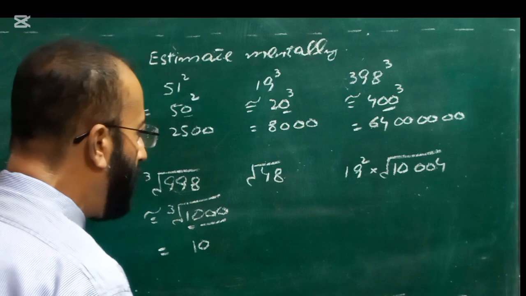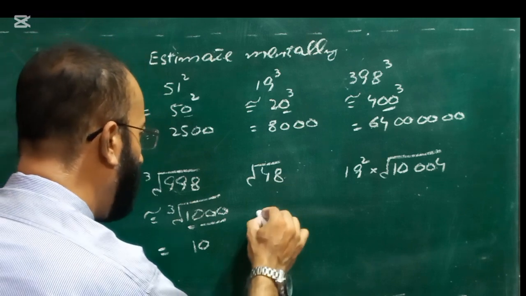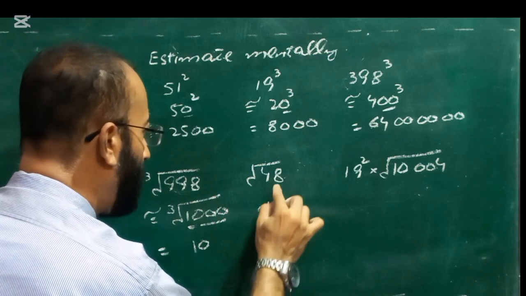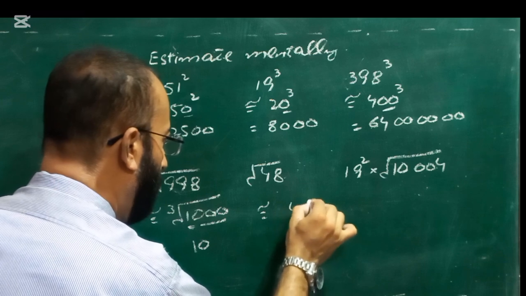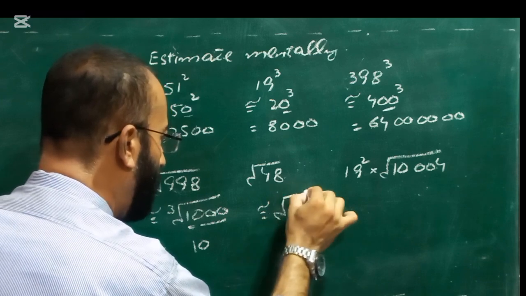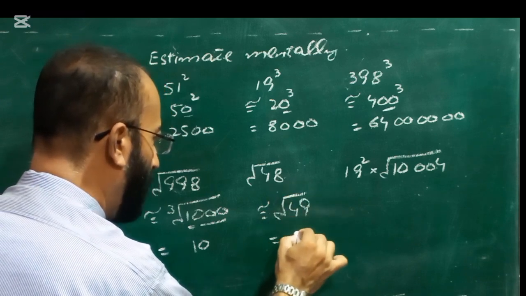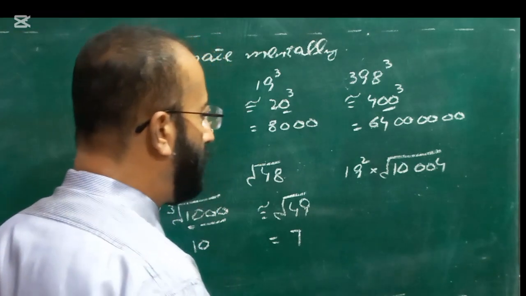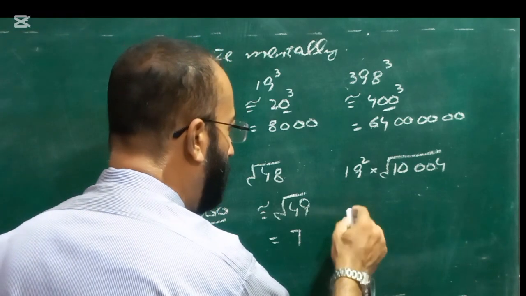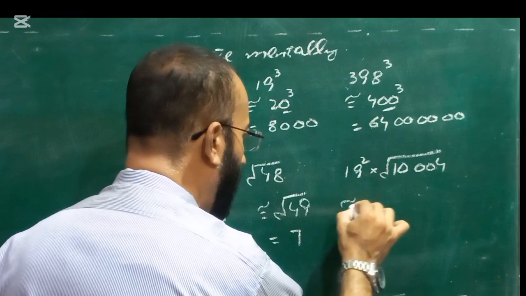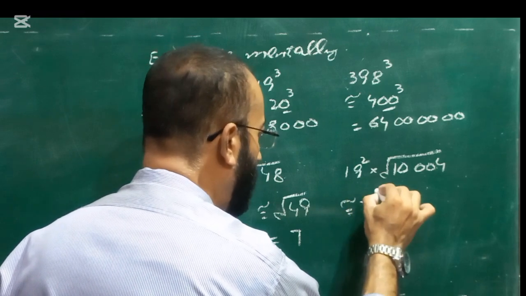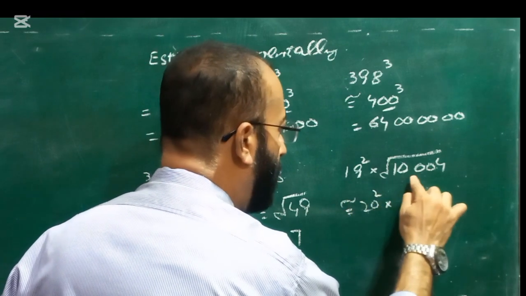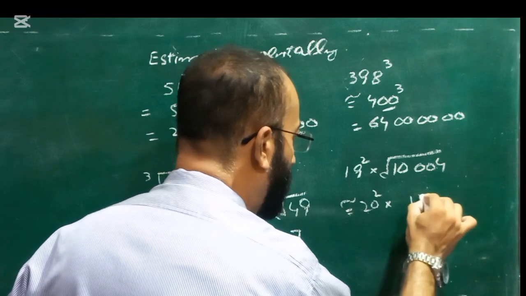In this number, we will round off this number to nearest 49 because 49 is the square of 7. So this is the answer. In this number, first we will round off this number to nearest 10. That will be 20 square. And this number 10,004 to nearest 10,000.